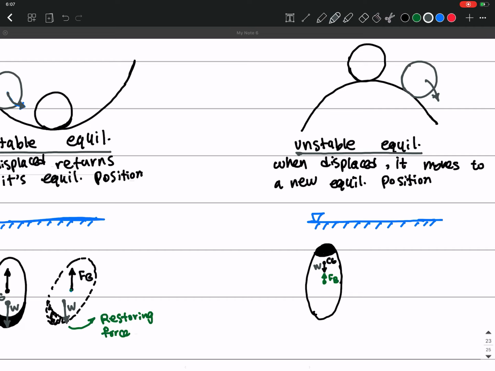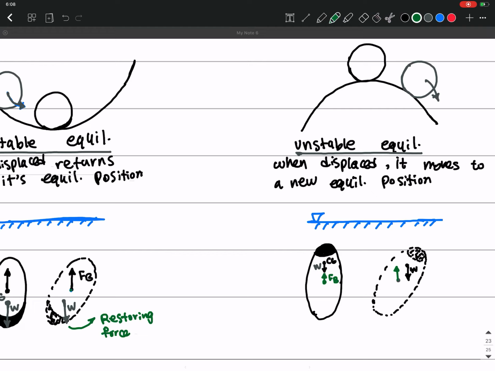So what's going to happen now? Let's see if we move this a little bit to the right, what's going to happen to this object. So here we have the center of gravity, and then the weight of that object that acts here. And then from the center, we have this buoyant force that acts this way, right?